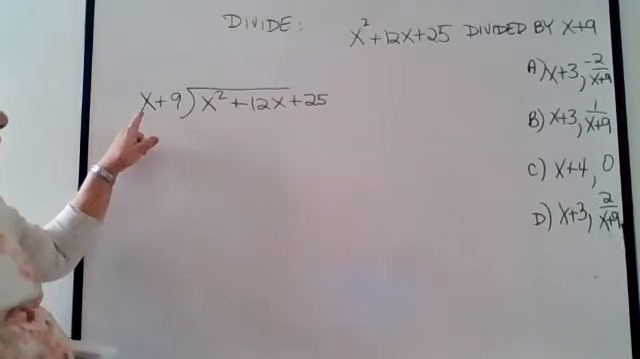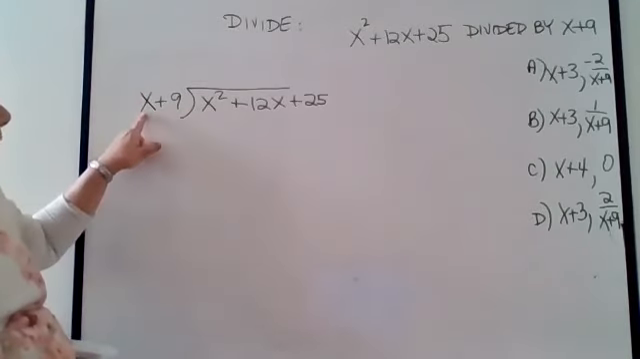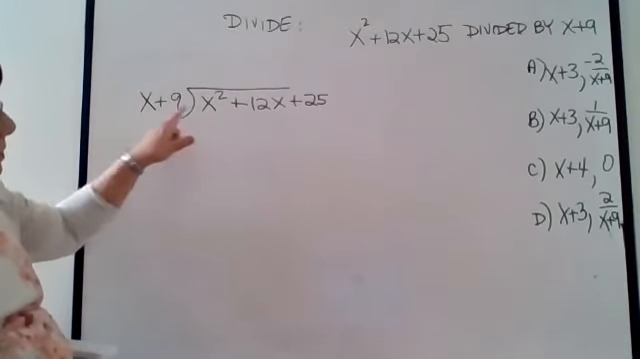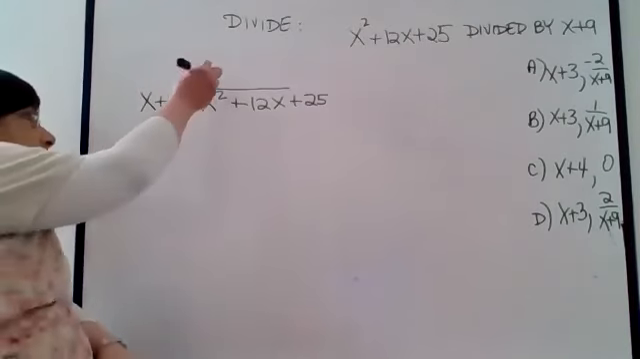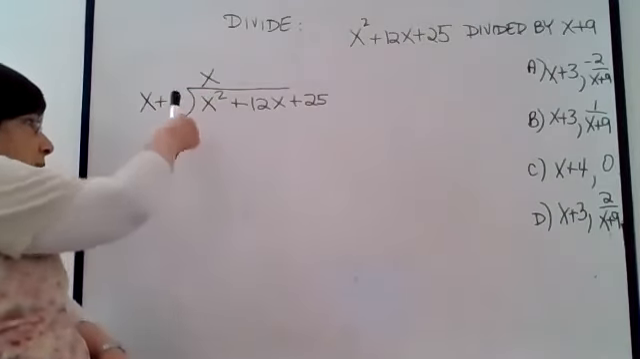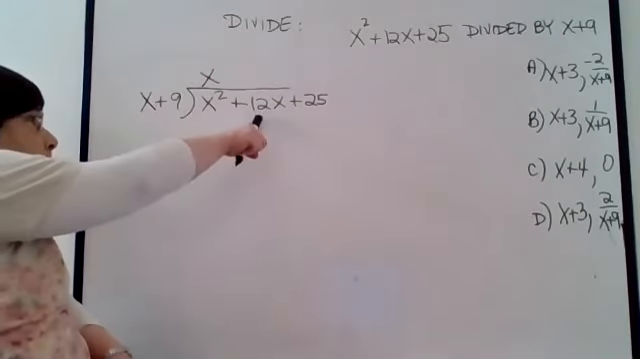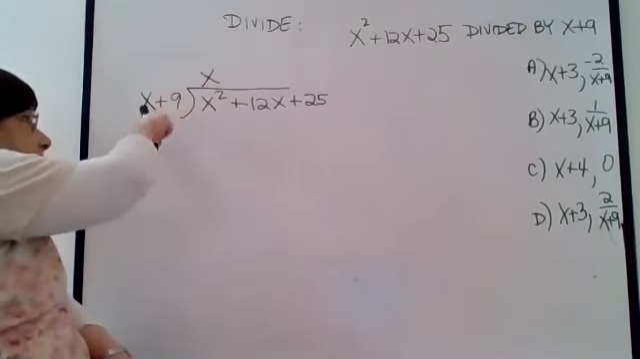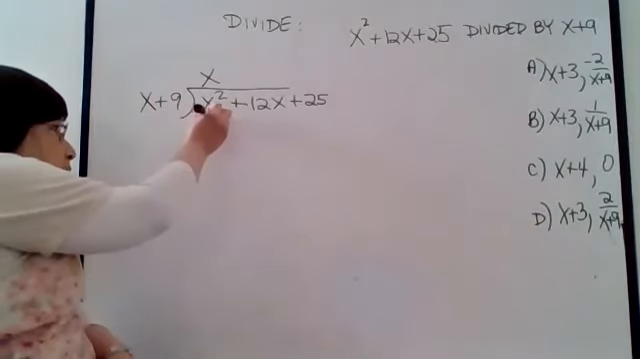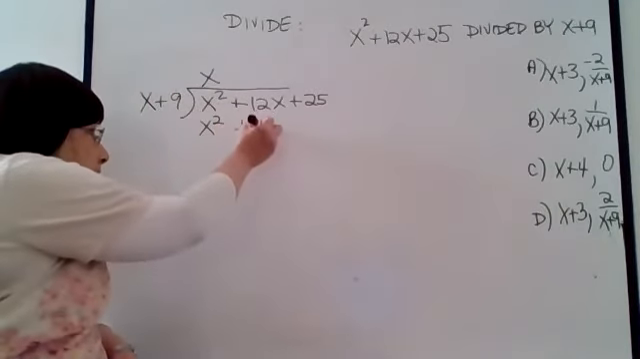I now take my first term and divide it into the first term. X, which is 1x into 1x squared, gives me just plain x. X times x is x squared. I'm going to take that x and multiply by both terms. The x times x is x squared, and x times 9, which is 9x.